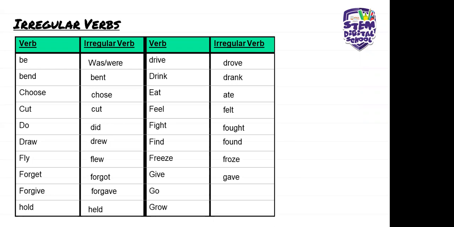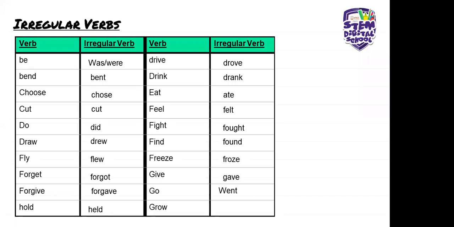Today I go to the shops. Yesterday I went. And today I grow a plant. Yesterday I grew a plant. Okay.